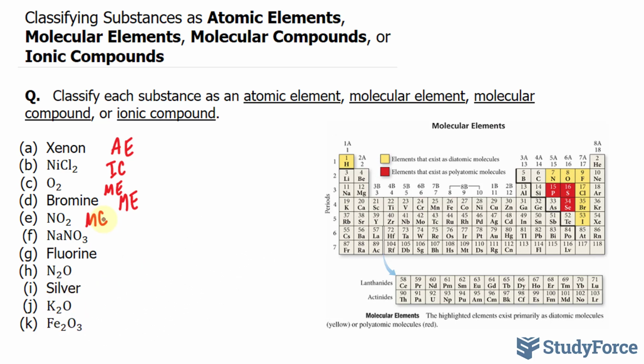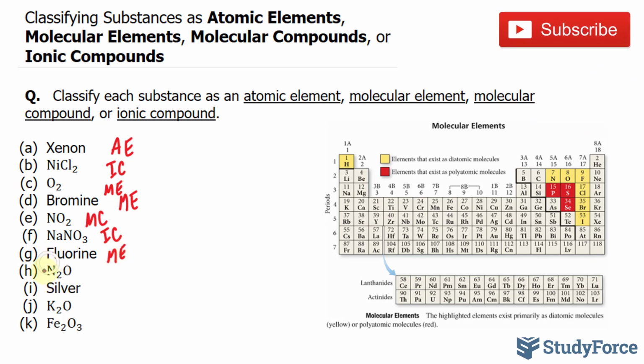In question F, sodium nitrate. We have sodium, which is a metal, and nitrate, which is a polyatomic ion. Together, these form an ionic compound, a metal with nonmetal. Fluorine, according to this periodic table, is a diatomic element, therefore we'll call this ME.